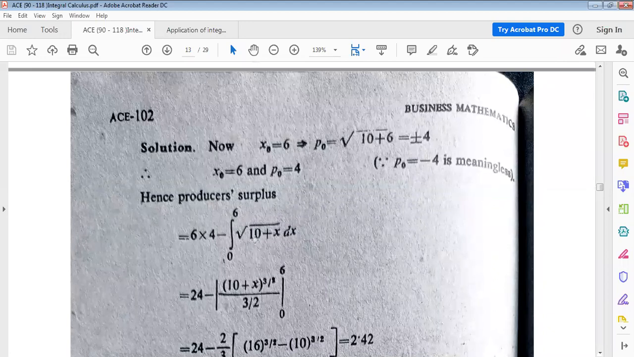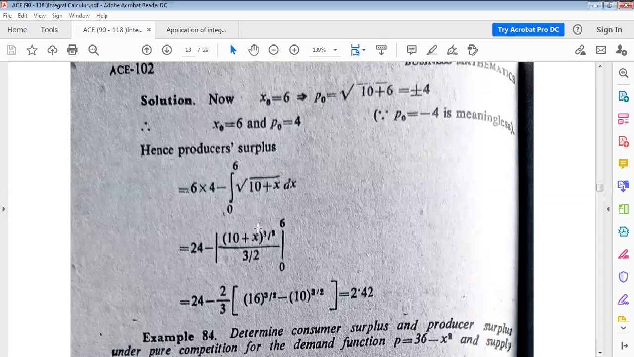S(x) means the supply function, and dx. Now what will the integration limit be? 0 to X naught, and X naught is 6. So this integration is 10 plus X to the power half. By the formula X to the n becomes n plus 1 divided by n plus 1, that means 10 plus X to the power half plus 1 divided by half plus 1. There is only coefficient 1, which is why you need to divide by the coefficient of X.